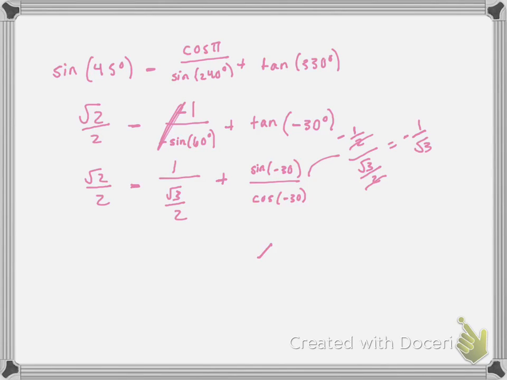So kind of simplifying this whole thing, we have root 2 over 2 minus, and when we have 1 over root 3 over 2, we can just say this is 2 over root 3 minus 1 over root 3, and I'm going to say that this is going to be equal to root 2 over 2 minus 3 over root 3. And if you want, you can bring that radical up to the denominator. Some people like to do that. That's really a choice.